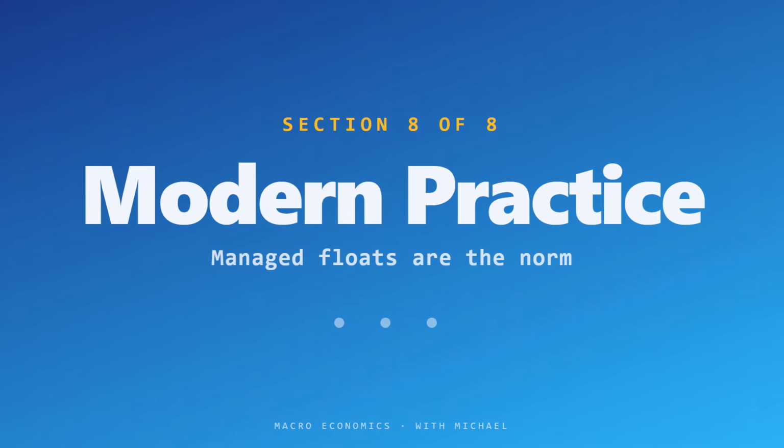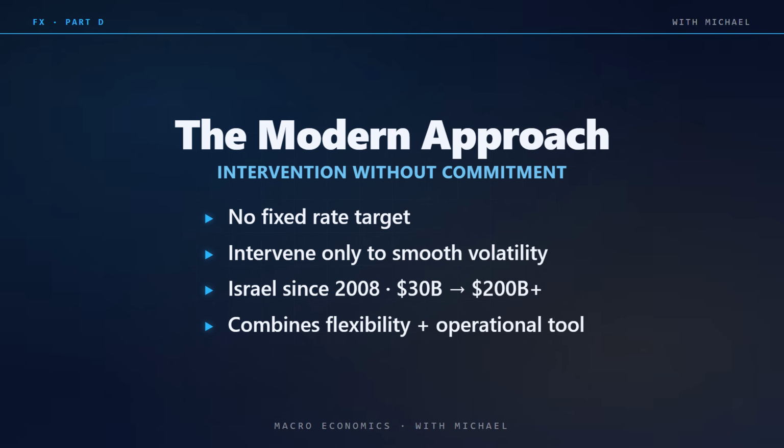Section 8. Modern intervention practices. Most modern central banks have learned the lessons. They do not commit to specific exchange rate levels. They allow the rate to float. They intervene only to smooth excessive volatility or to slow appreciations that hurt exporters. This is the managed float approach.